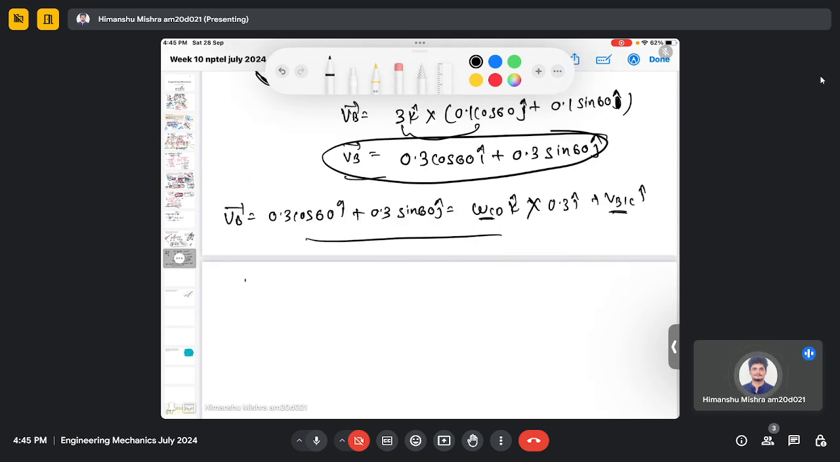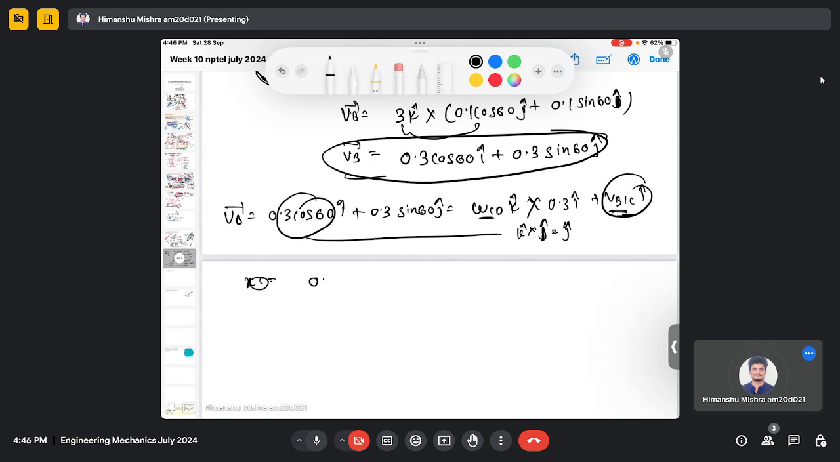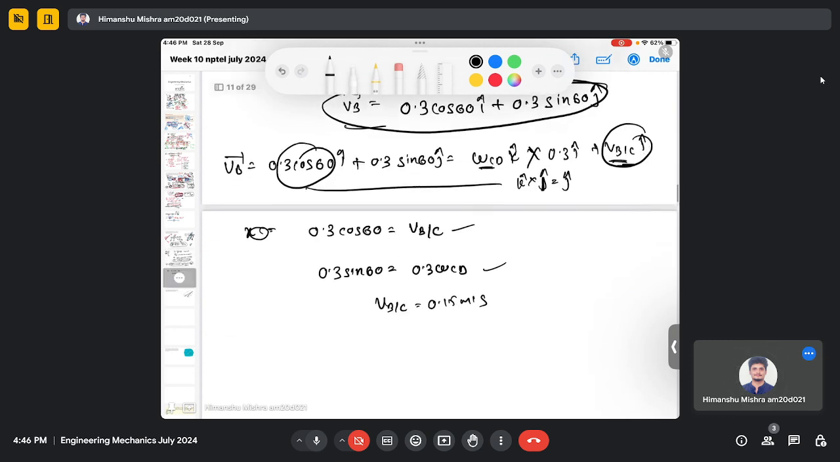So in the x component I will have this part. So this is k cross i. It will give the resulting quantity in the j cap, and this is the i cap. So these two are the x component. So 0.3 cos 60 equals the velocity of point B with respect to C, and 0.3 sin 60 equals 0.3 omega CD. So these are in the j direction and these are in the i direction. So the velocity of point B with respect to C will be 0.15 meter per second, and omega CD is sin 60, which is 0.866 rad per second. So this is my omega CD.